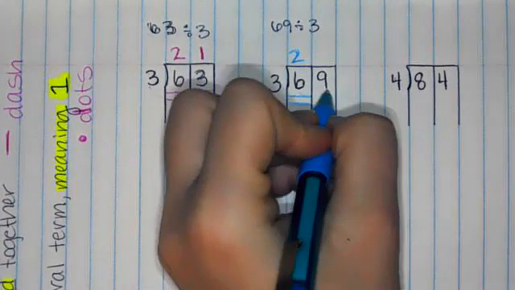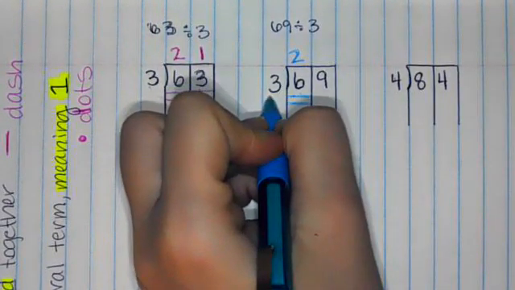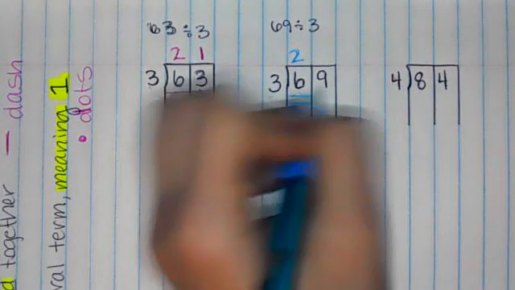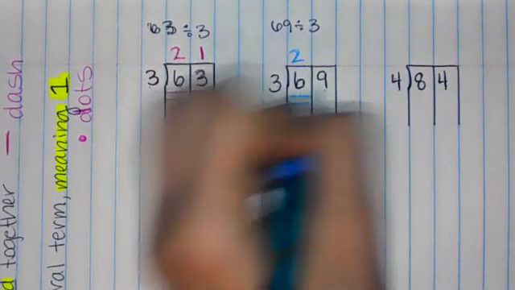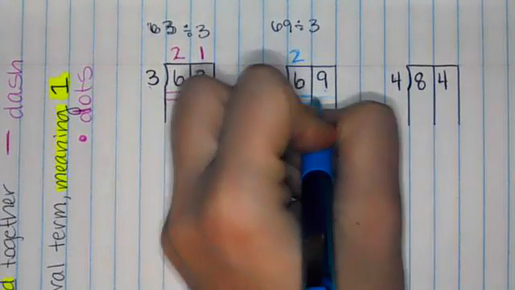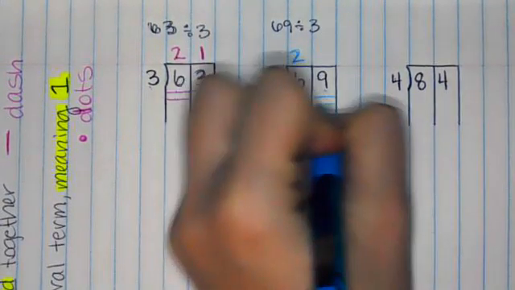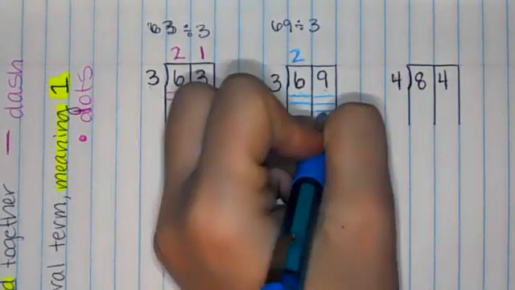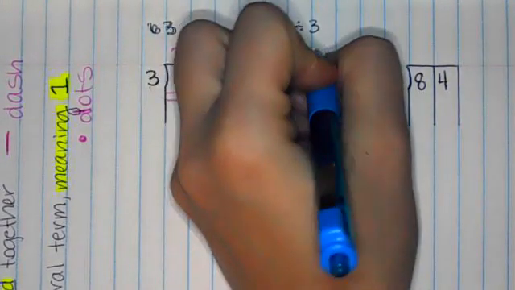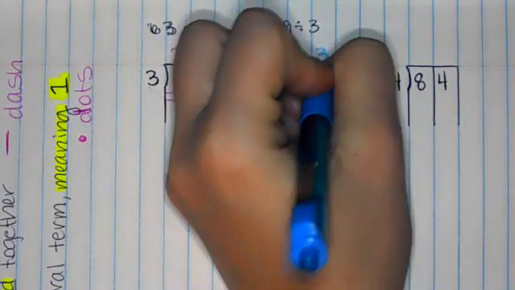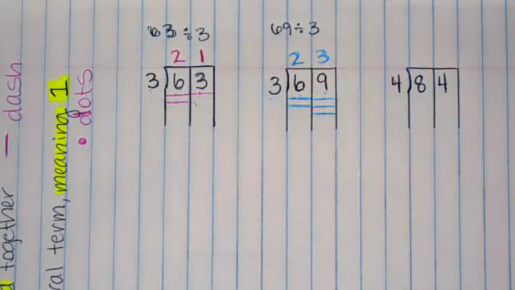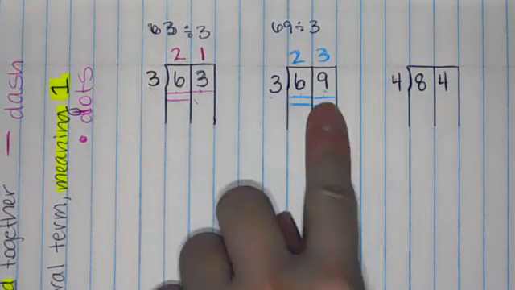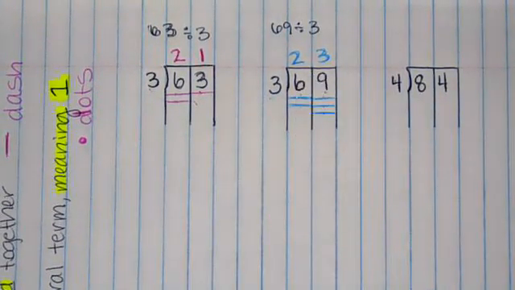Now I'm going to do 9 divided by 3. The opposite of division is multiplication. So we're going to use multiplication to divide 9 into 3 groups. 3 times 1 is 3. 3 times 2 is 6. 3 times 3 is 9. There are 3 dashes. I put 3 in the quotient. 69 divided by 3 is 23.